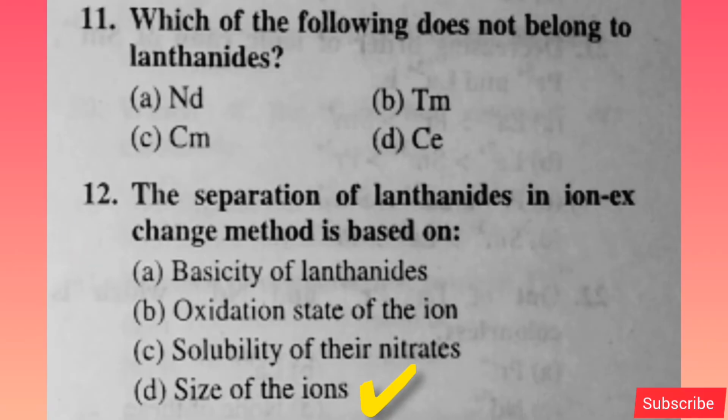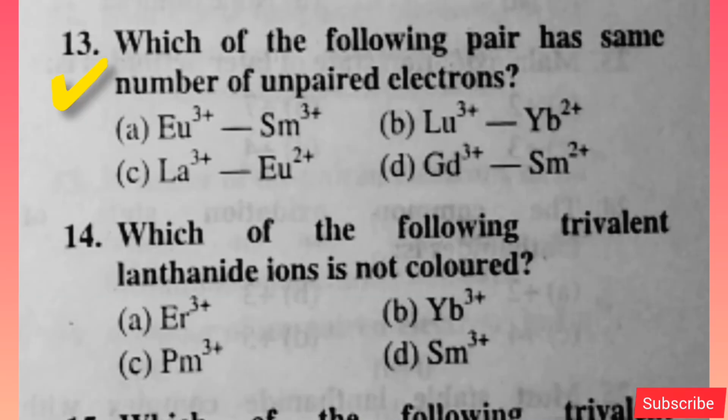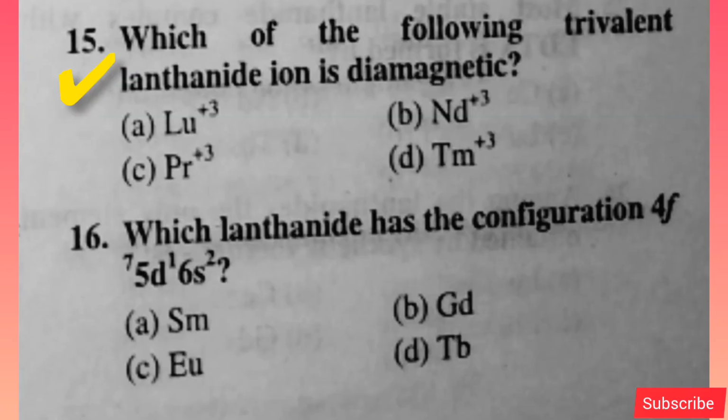Which of the following pair has the same number of unpaired electrons? Option B is correct. Which of the following trivalent lanthanide ion is not colored? Option B is correct. Which of the following trivalent lanthanide ion is diamagnetic? Option A is correct. Which lanthanide has the configuration 4f7 5d1 6s2? Option B is correct.